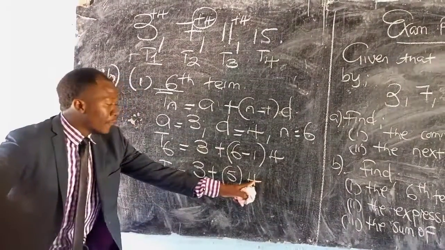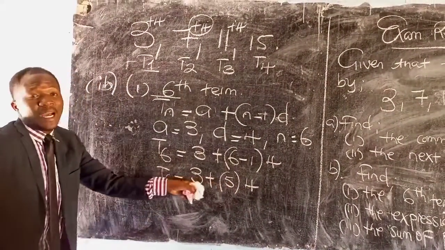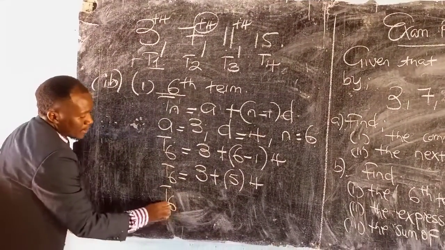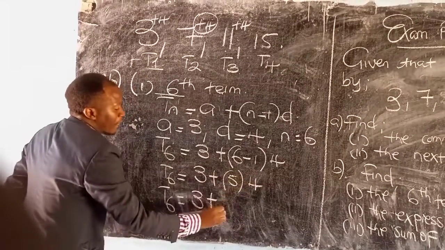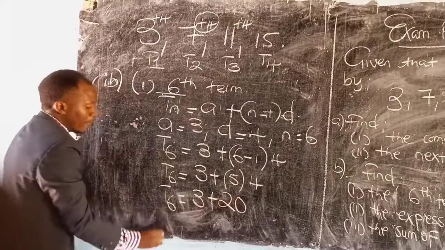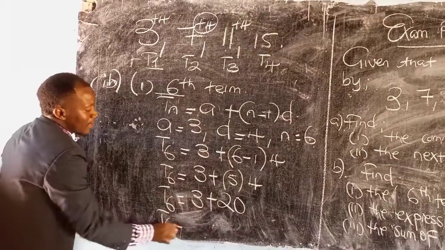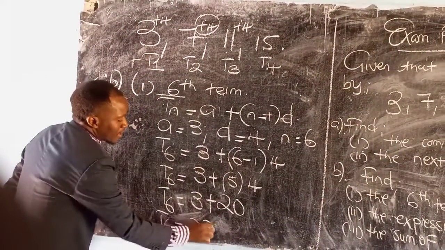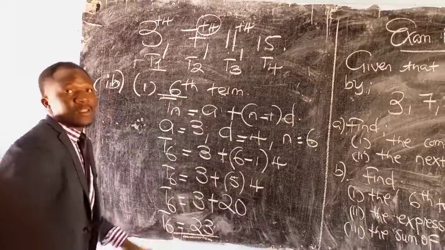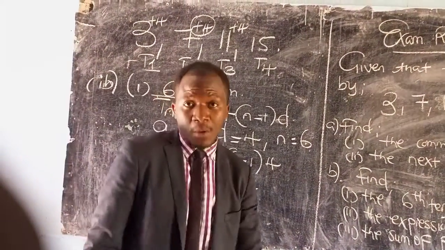You firstly have to multiply, afterwards you come and add. So we say 60th term equals 3 plus 4 multiplied by 5, which is going to give us 20. So lastly, the 60th term is 3 plus 20. We're going to get 23. So this is our 60th term.